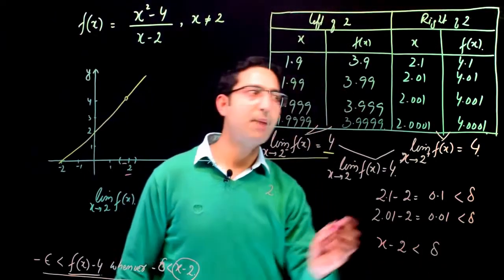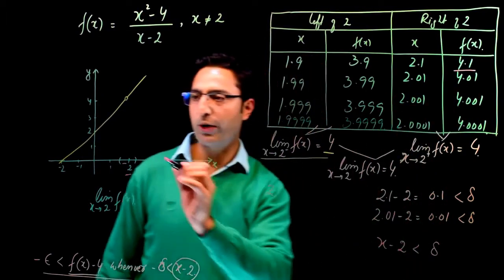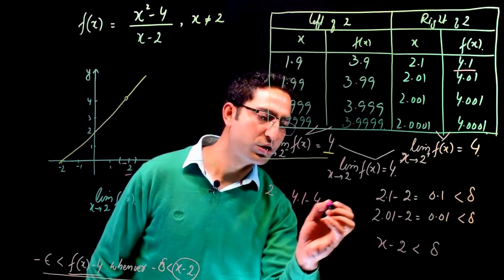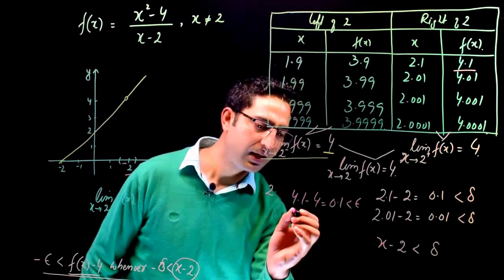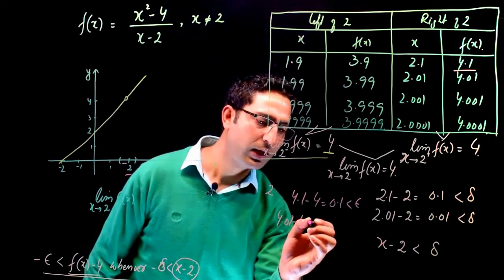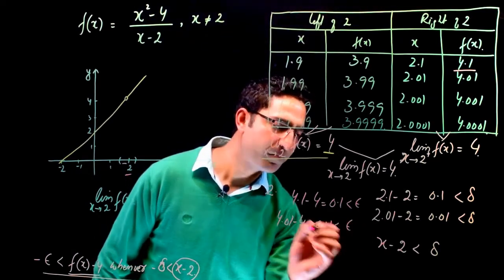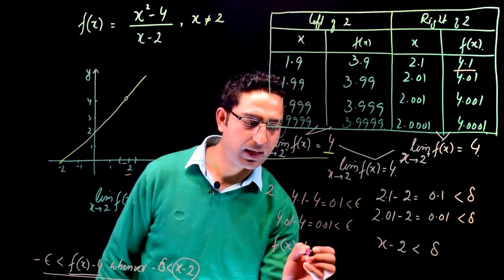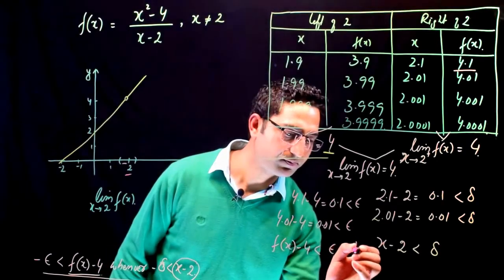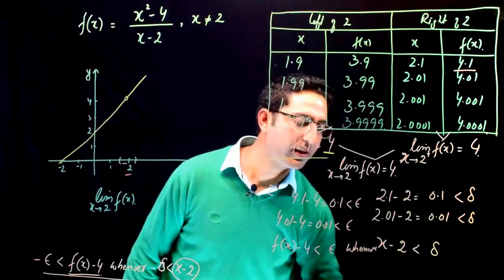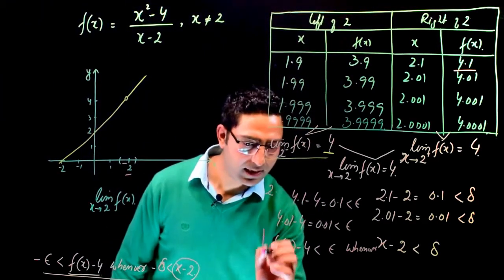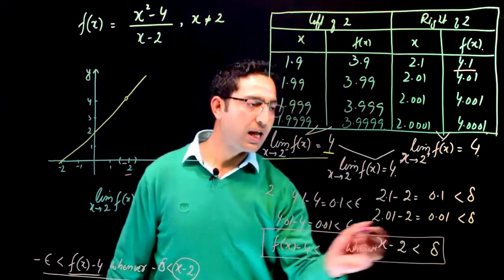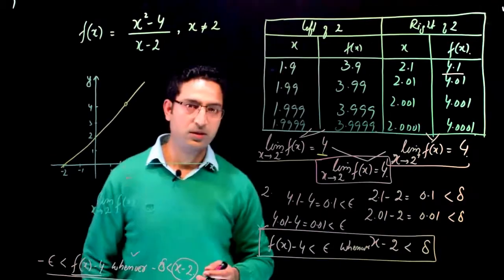and at that time, the difference between 4.1 and the 4 which we are getting here, 4.1 minus 4, will be equal to 0.1, which will be less than epsilon, and 4.01 minus 4 will be equal to 0.01, less than epsilon, and so on, so that we will have f(x) minus 4 to be less than epsilon whenever x minus 2 is less than delta. So this thing gives me the epsilon delta definition of the right hand limit.